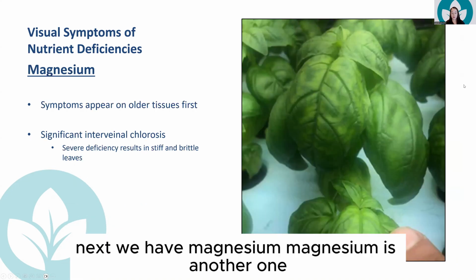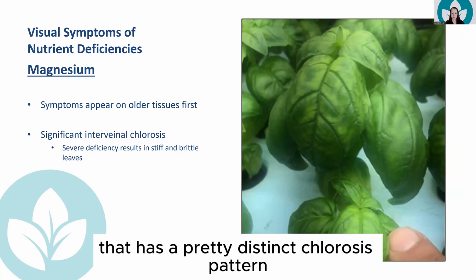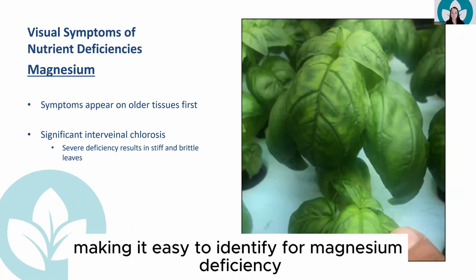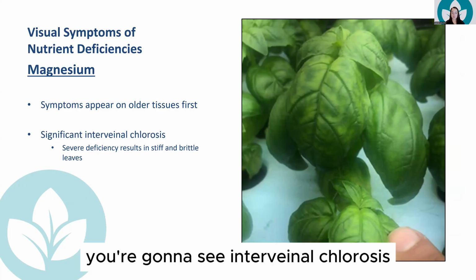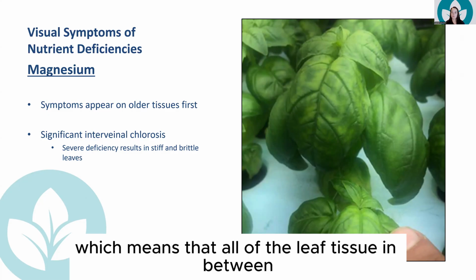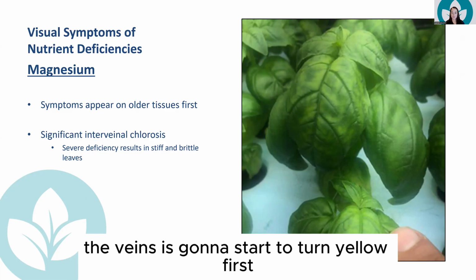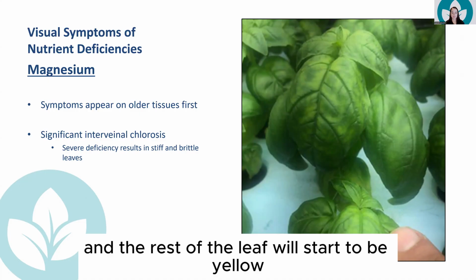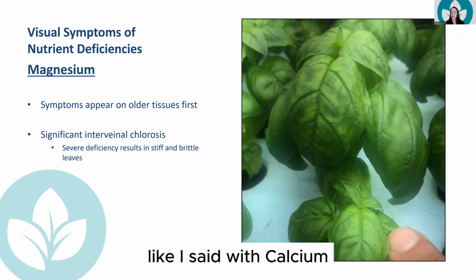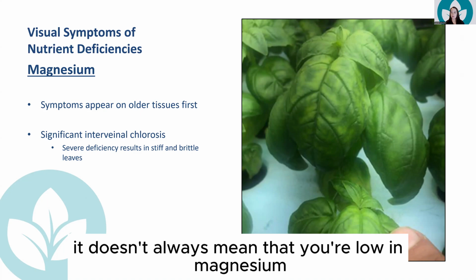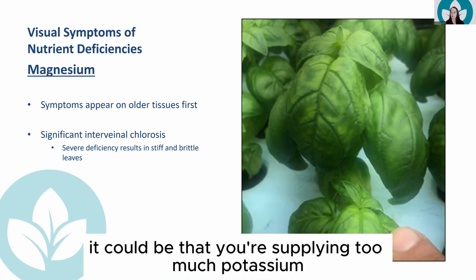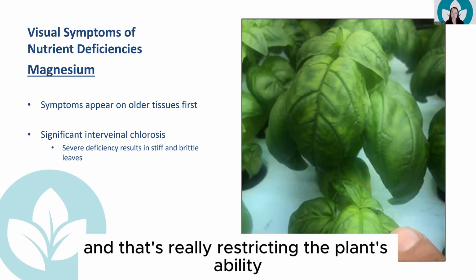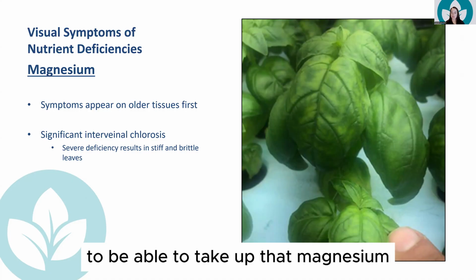Next, we have magnesium. Magnesium is another one that has a pretty distinct chlorosis pattern, making it easy to identify. For magnesium deficiency, you're going to see interveinal chlorosis, which means that all of the leaf tissue in between the veins is going to start to turn yellow first. And you'll end up with these really dark green veins, and the rest of the leaf will start to be yellow. Like I said, with calcium, it doesn't always mean that you're low in magnesium in your nutrient solution. It could be that you're supplying too much potassium or too much calcium, and that's really restricting the plant's ability to take up that magnesium that is being supplied.